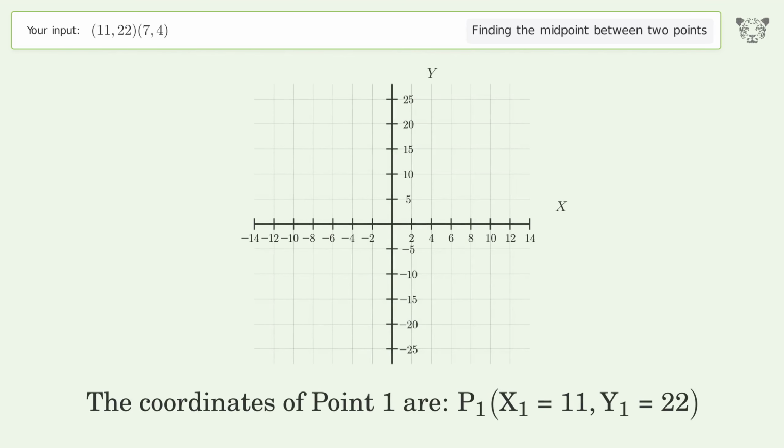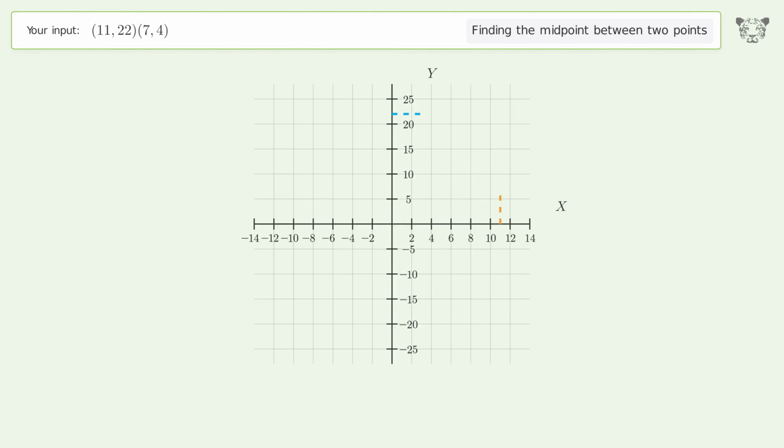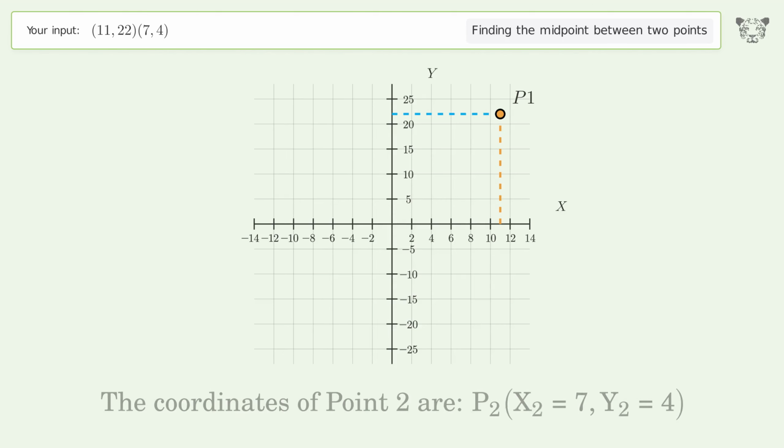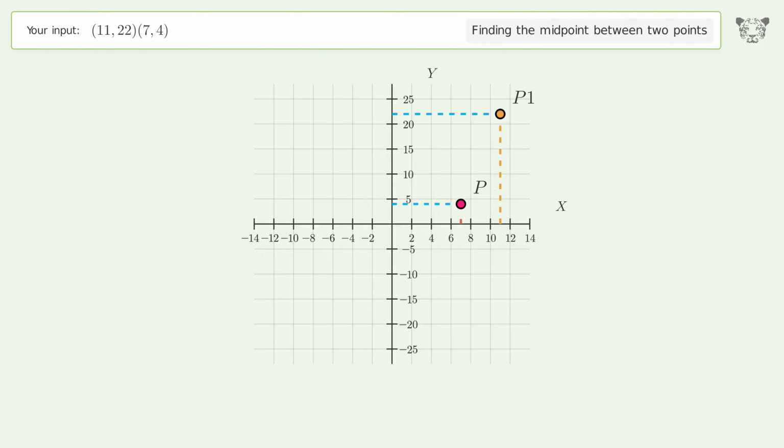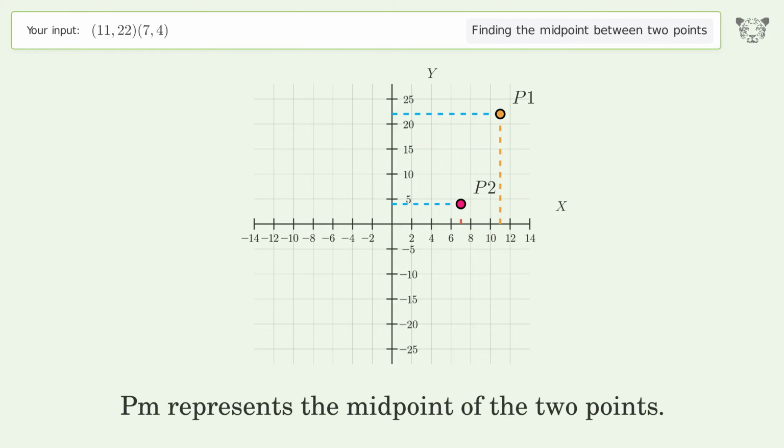The coordinates of point 1 are x1 equals 11, y1 equals 22. The coordinates of point 2 are x2 equals 7, y2 equals 4. PM represents the midpoint of the 2 points.